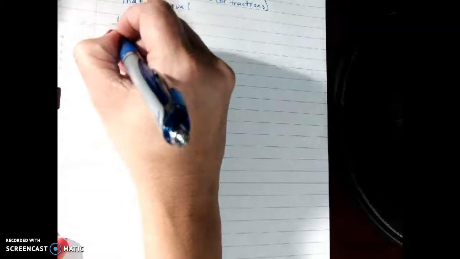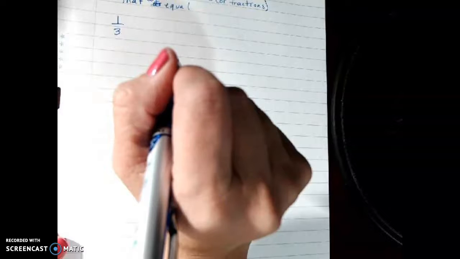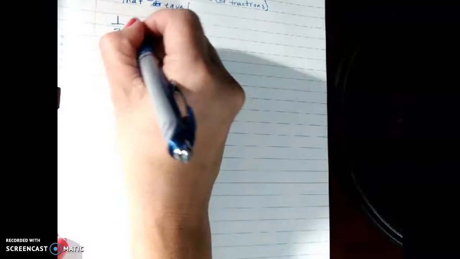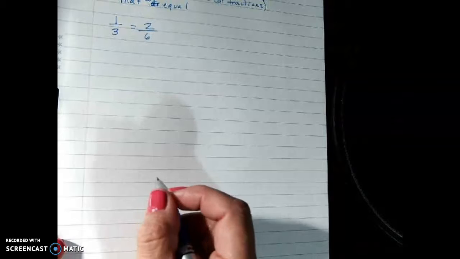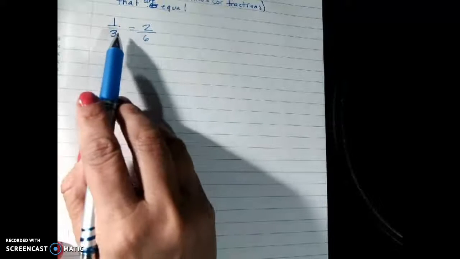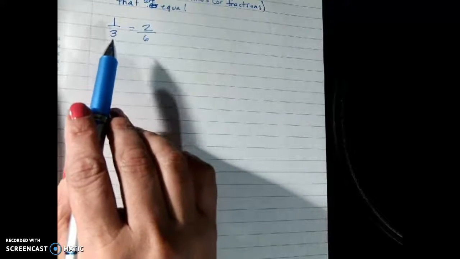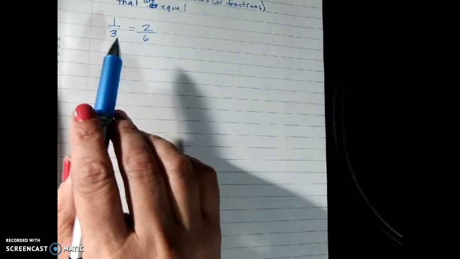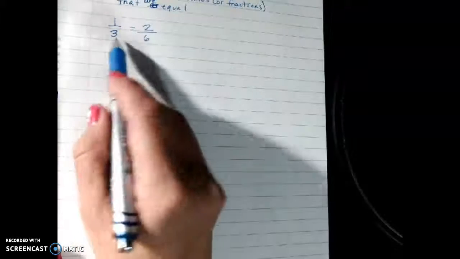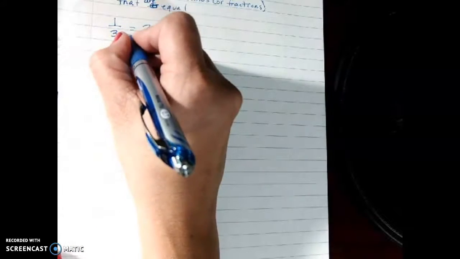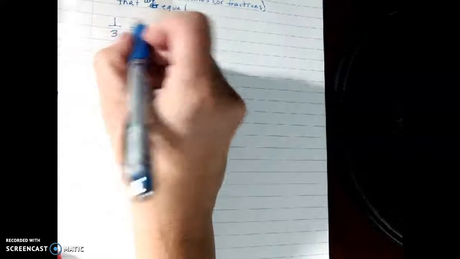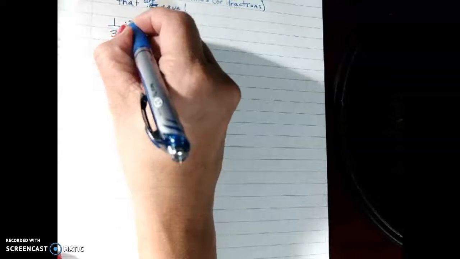For example, 1/3 equals 2/6. So this kind of goes back to when we were trying to find common denominators for fractions. 3 times what gets me 6? That's 2. 1 times 2 is 2.